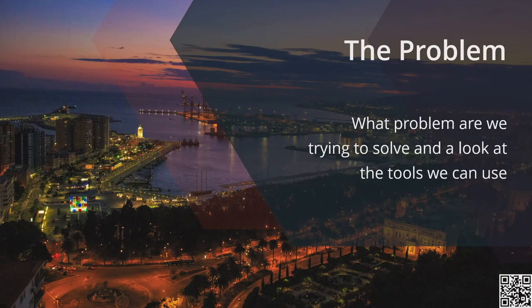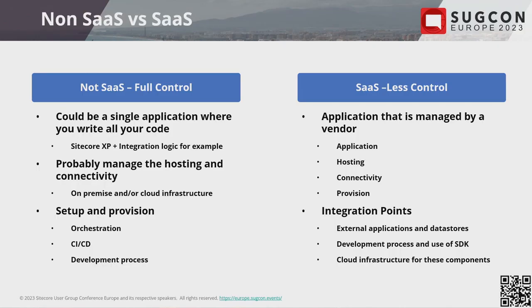So, let's just move on to the problem briefly, and then we'll talk about some of the possible tools you can use. We're going to compare straight away SaaS versus non-SaaS. Non-SaaS applications tend to give you more control. XP is a really good example of that, where you can control everything. You can control your code, your infrastructure, your hosting, anything you need. You have a lot of control. In comparison, with SaaS applications, parts of it are managed by the vendor, in this case Sitecore with Content Hub.